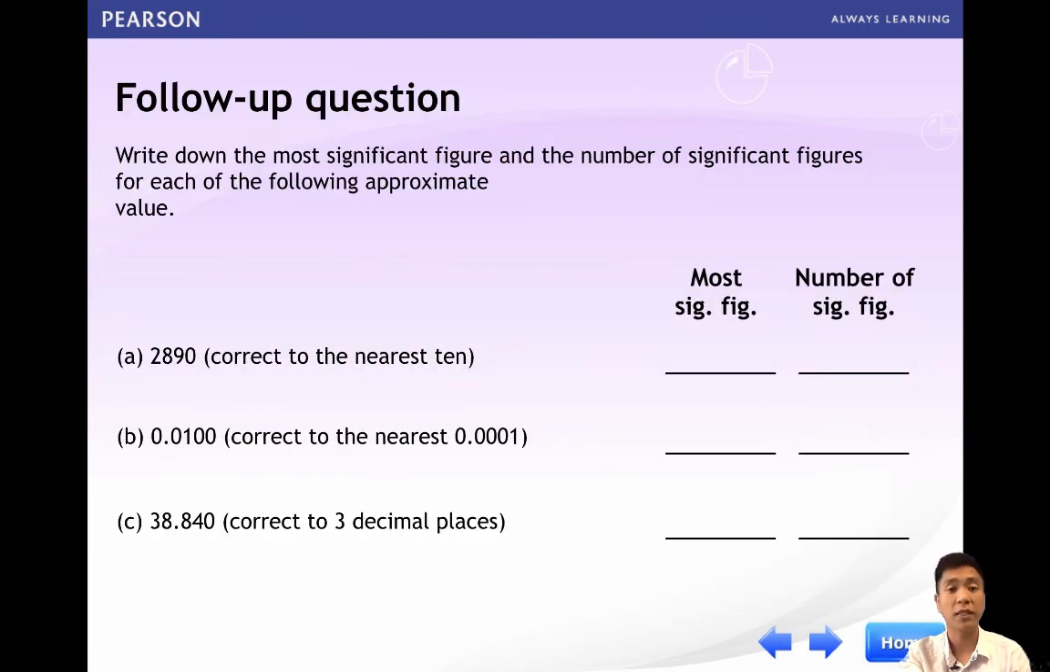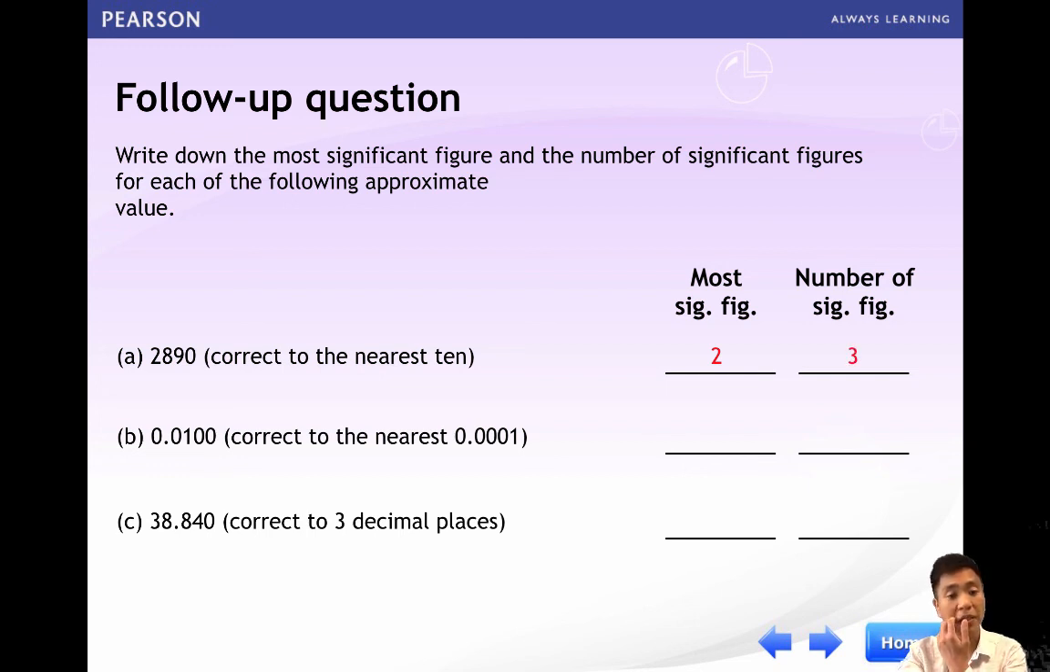So let's look at these questions. For the number 2890, it says that we correct to the nearest 10. So the most significant figure, what would it be? The most significant figure, of course, is the first digit. And for the number of significant figures, starting from 2, we have 8 and 9. So the number of significant figures is 3.